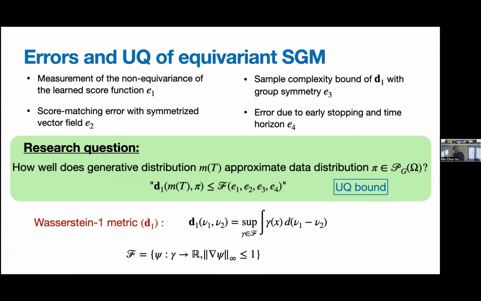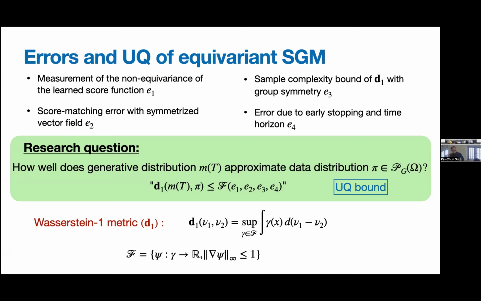Okay, so we want to provide a result on the errors, or some uncertainty quantification bound, for the equivariant SGMs. Basically, we want to measure the Wasserstein-1 distance between the generated distribution and the target distribution. The error can be decomposed into four components. The first one is the measurement of the non-equivariance of the learned score function, which means it matters whether you use an equivariant S theta or a non-equivariant S theta.